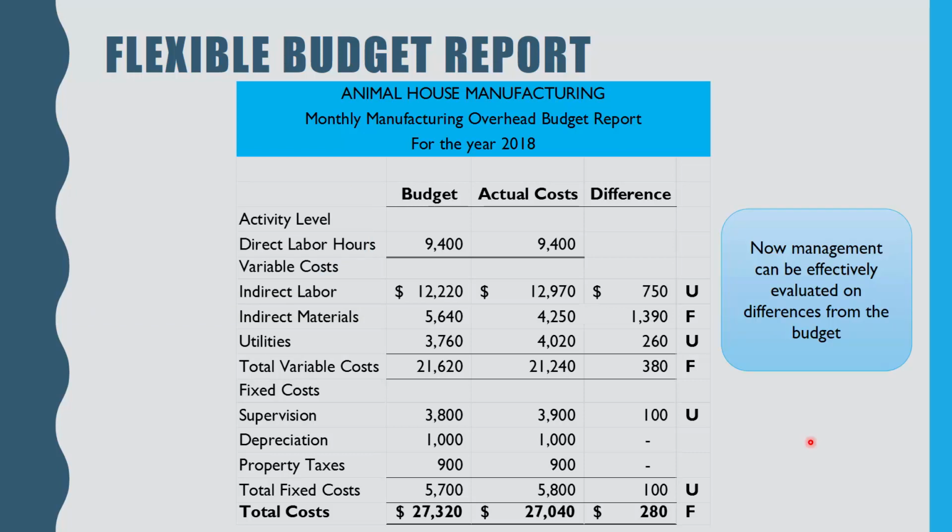And now this budget is useful for evaluating the manager because we can see where the costs were over budget and where the costs were under budget when we're comparing the actual level of activity of 9,400 with budgeted costs at that same level of activity.